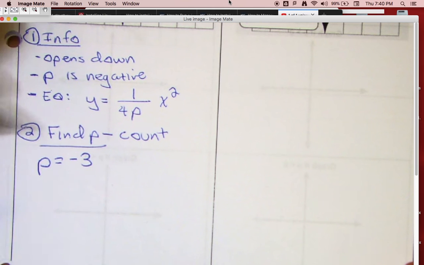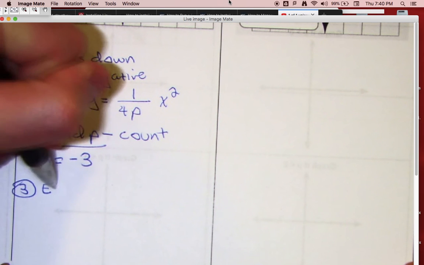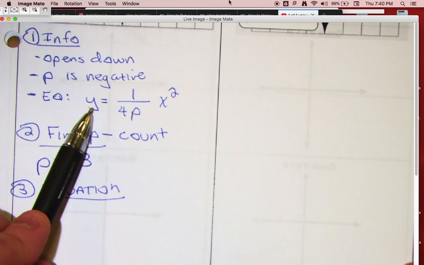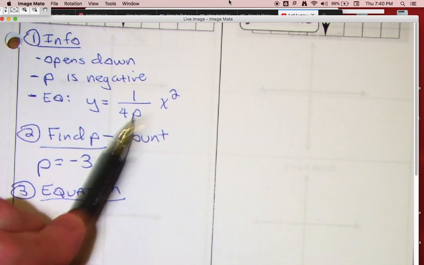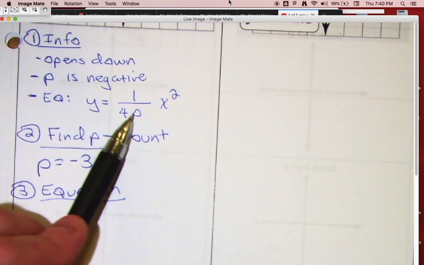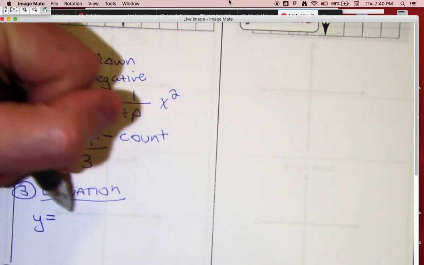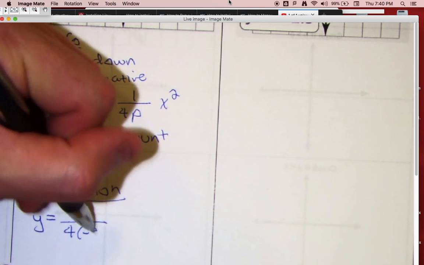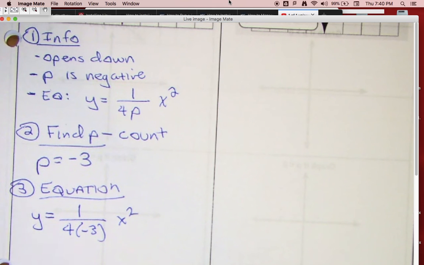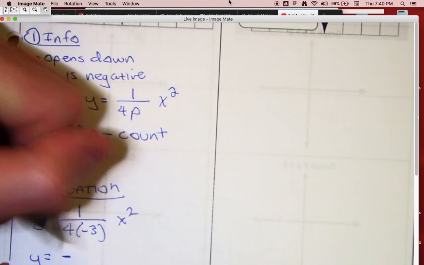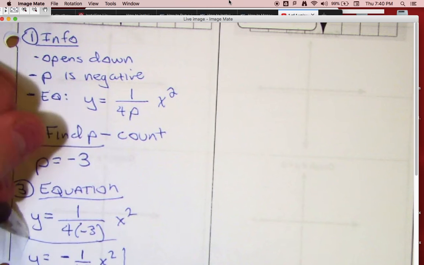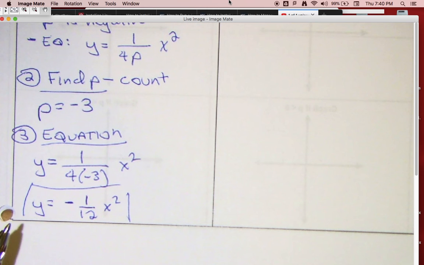Finally, we can write our equation. We know the equation has the form y equals 1 over 4p x squared. We know that p is negative 3, so I'm going to substitute negative 3 in right there. So we have y equals 1 over 4 times negative 3, x squared. 4 times negative 3 is negative 12. So we put our negative out front, negative 1/12 x squared, and we are done. Not too bad, eh?